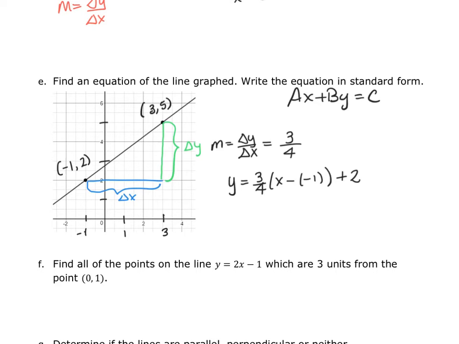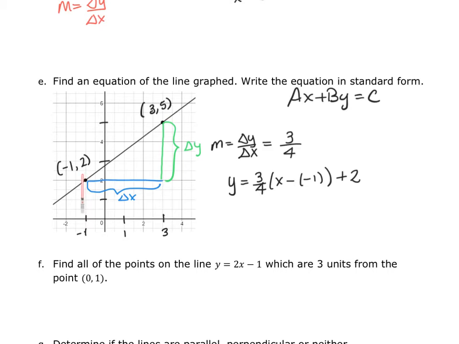Okay, so let's take a look at this one. With this one, I didn't have to do the slope equation to find my delta y and delta x because it's already graphed for me. All I'm going to do is count the change in x and the change in y. The change in y, I went from 2 to 5, so I've gone 3: 1, 2, and 3. And in the x direction, I went 4, from -1 to 0 to 1 to 2 to 3. So there's my slope.